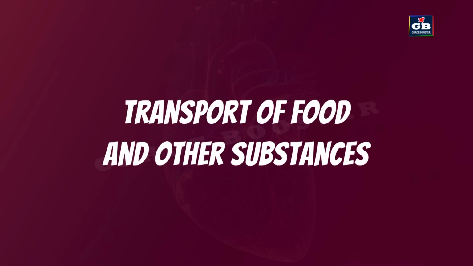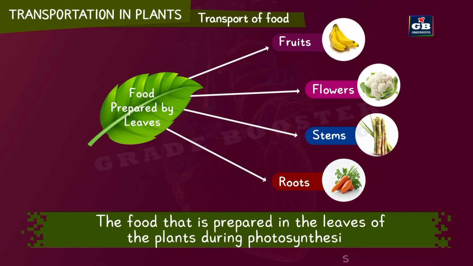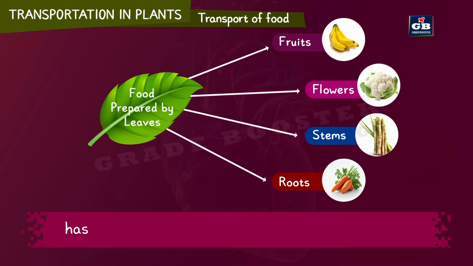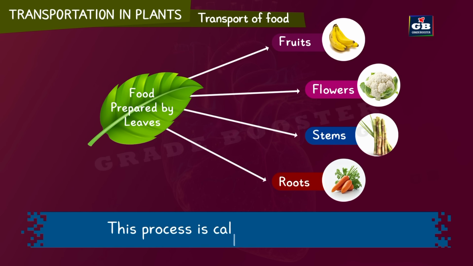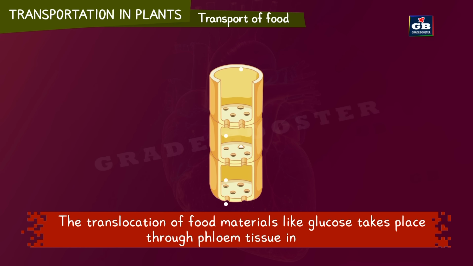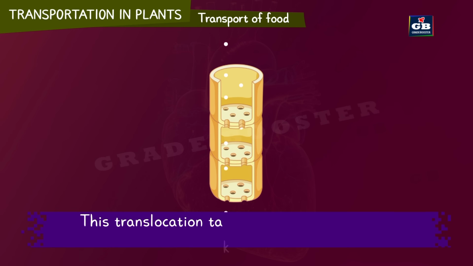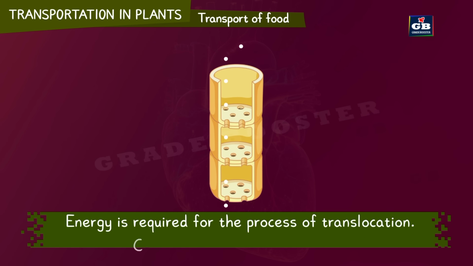Transport of food and other substances. The food that is prepared in the leaves of the plants during photosynthesis has to be supplied to different parts of the plants. This process is called translocation. The translocation of food materials like glucose takes place through phloem tissue in plants. This translocation takes place in both upwards and downwards direction. Energy is required for the process of translocation. Cells get this energy from ATP.